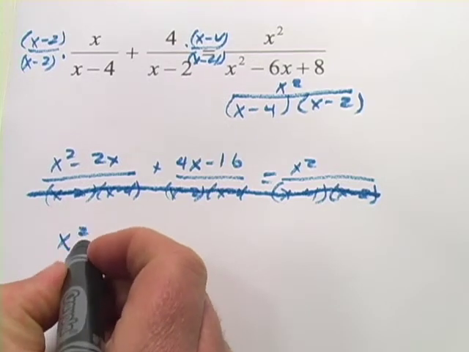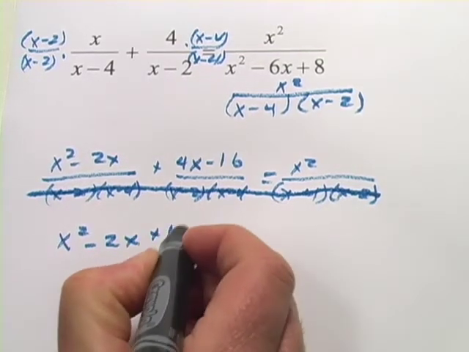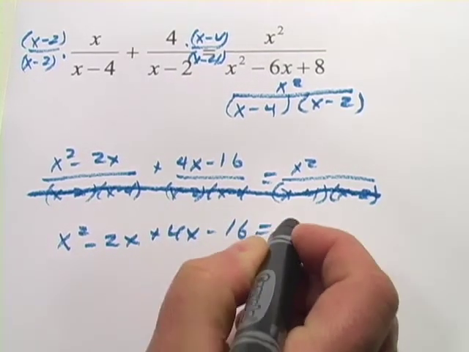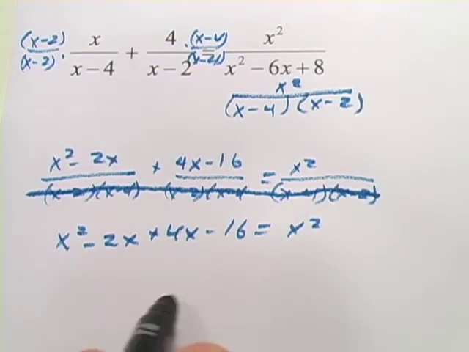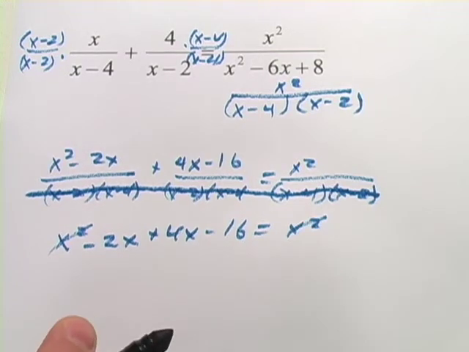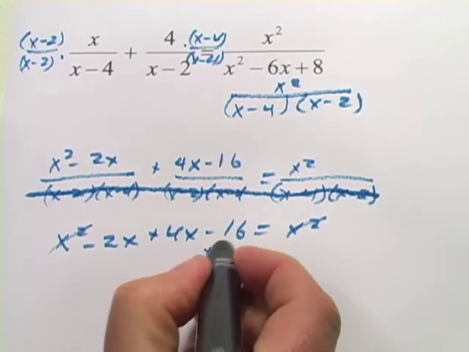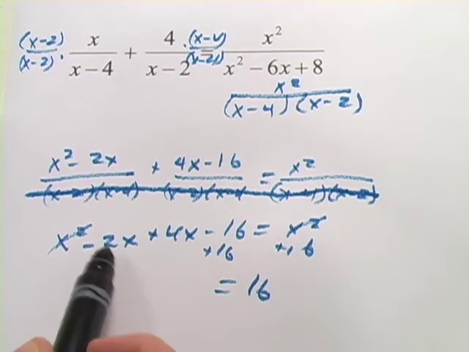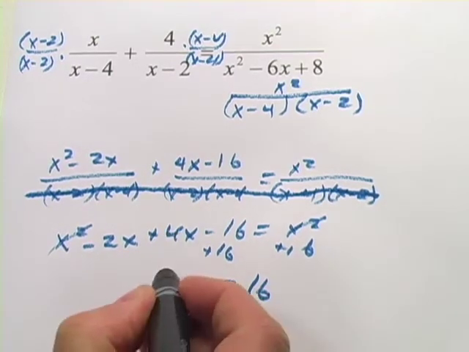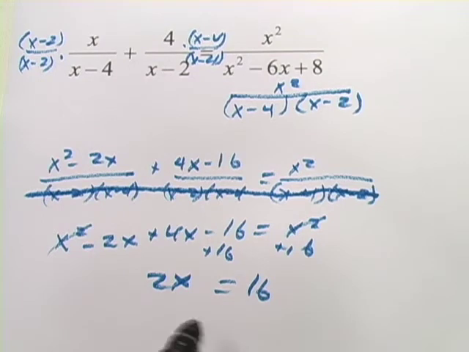So I've got x squared minus 2x plus 4x minus 16 equals x squared. Now, I can subtract x squared from both sides. It would get rid of those. I think I'm going to add 16 to both sides to get something over here. So we've got 16, and then let's combine the like terms here. That would be 2x equals 16, or x equals 8.